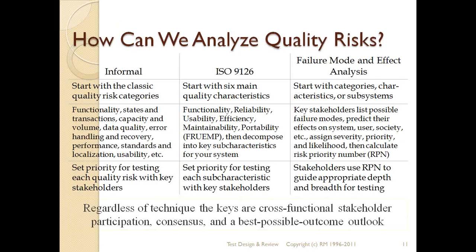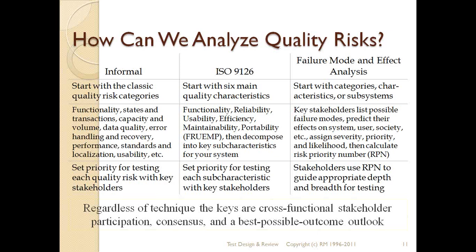How do we analyze risk? The first is a very informal way. Whatever the quality risk categories you can think of, functionality, security, reliability, usability, efficiency, maintainability, data quality, error handling, and anything you can think of, put it under a risk, and you have identified all the risks. Make sure that cross-sectional people come and follow that.